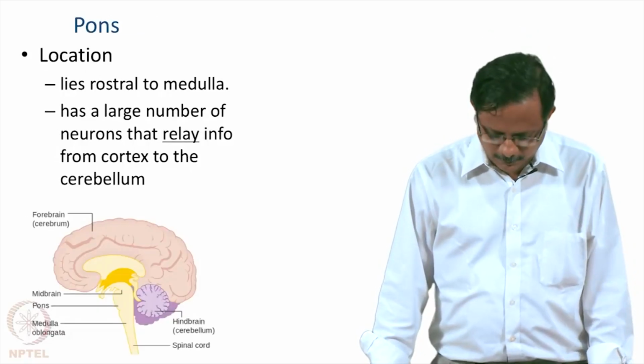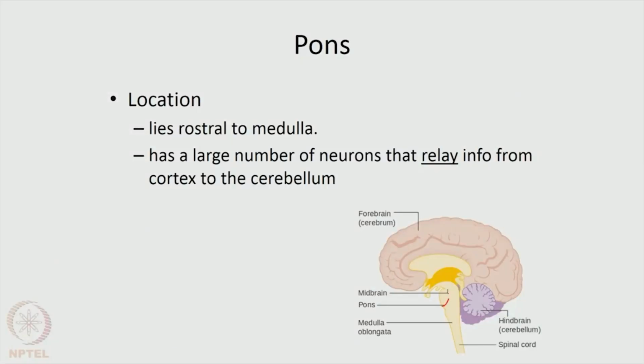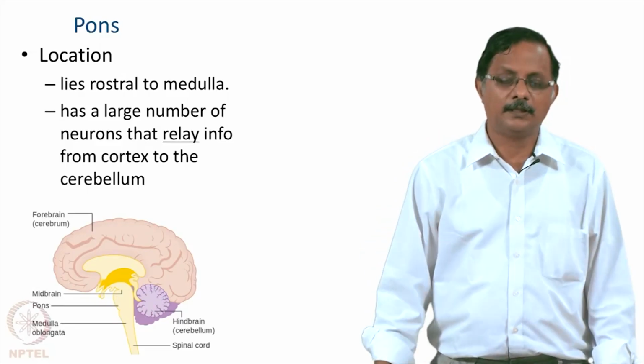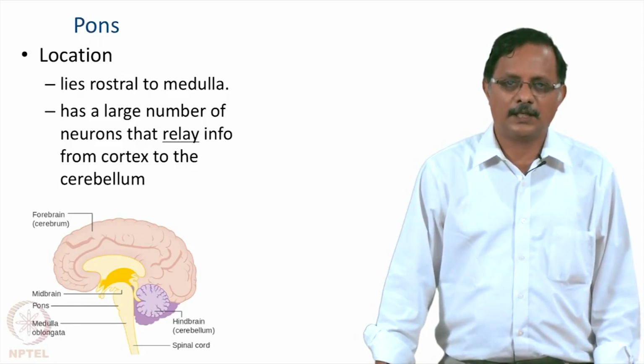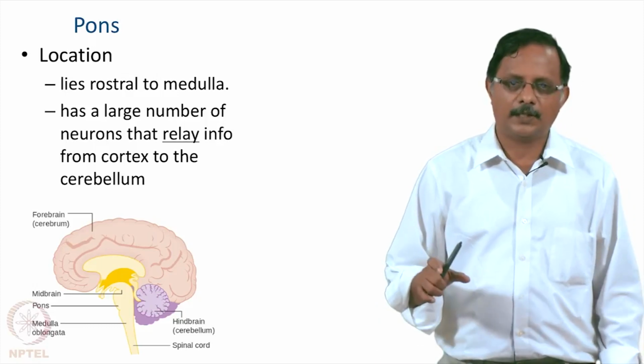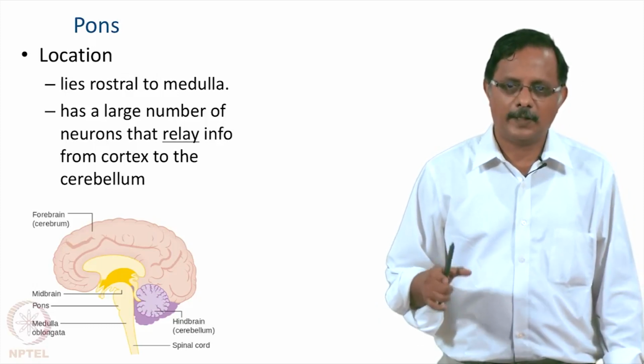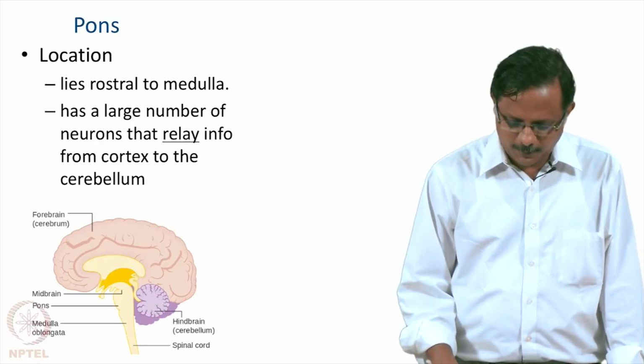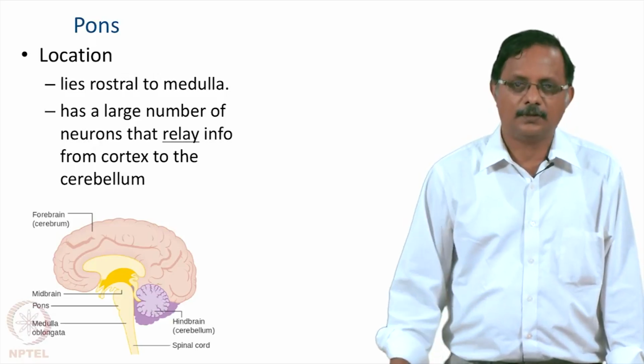Pons, you can see in this picture, pons is here and medulla is here, and pons lies rostral to the medulla, that is upwards to the medulla, and it has lots of neurons that relay information from the cortex to the cerebellum. These huge bundles of fibers called the peduncles carry information from the cortex to the cerebellum.